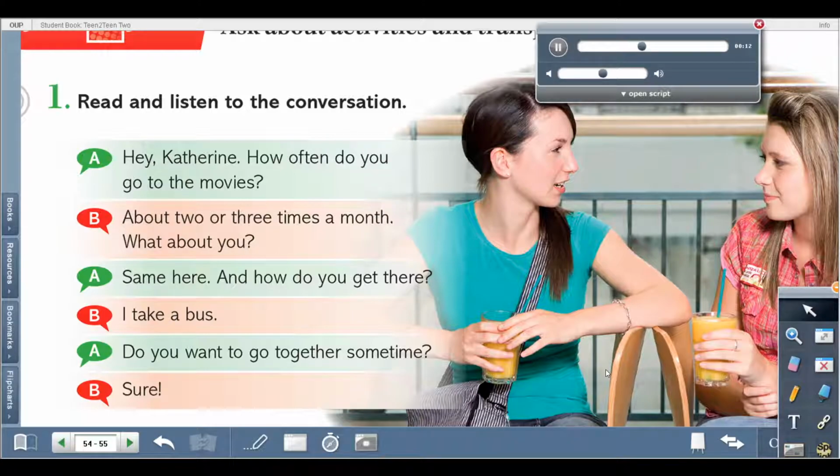Hey, Catherine, how often do you go to the movies? About 2 or 3 times a month. What about you? Same here. And how do you get there? I take a bus. Do you want to go together sometime?